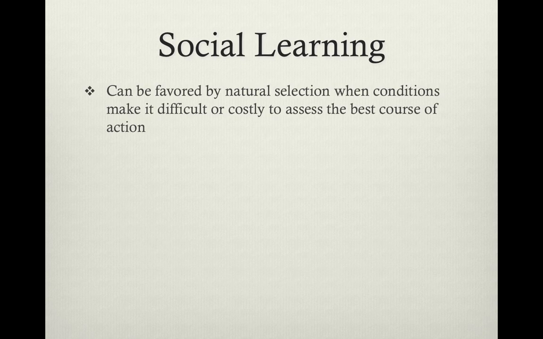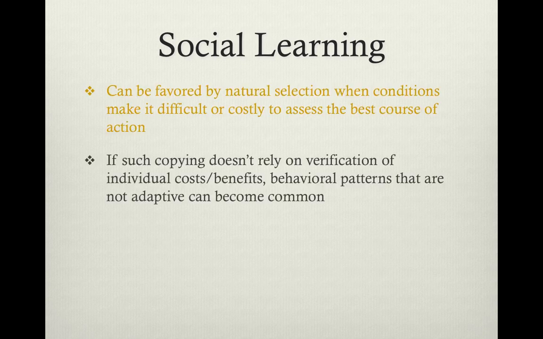Social learning can be favored by natural selection when conditions make it difficult or costly to assess the best course of action. You don't have time for trial and error, for example. It's a life or death situation. You're starving. You've got to figure out whether you can safely eat this food or not. What are you going to do? You're going to look to people who are there eating and see what they eat, what they avoid, and then consume the foods that they consume. So, we take a lot of shortcuts through social learning to learn about appropriate behaviors that are going to make a difference in our survival and reproduction.